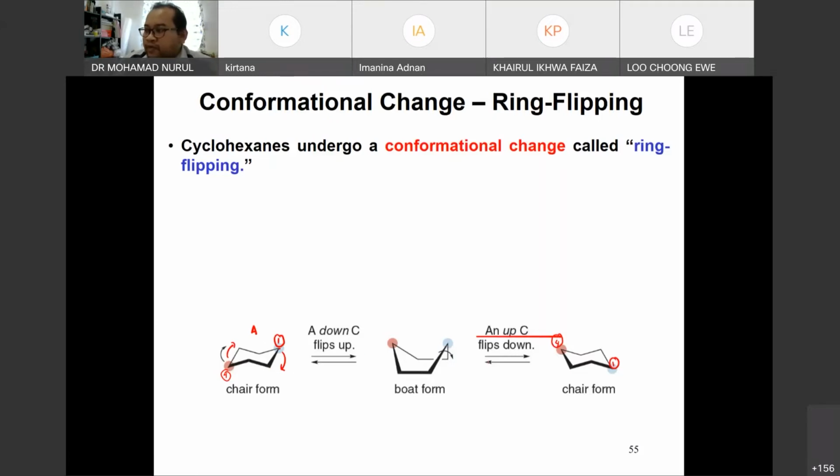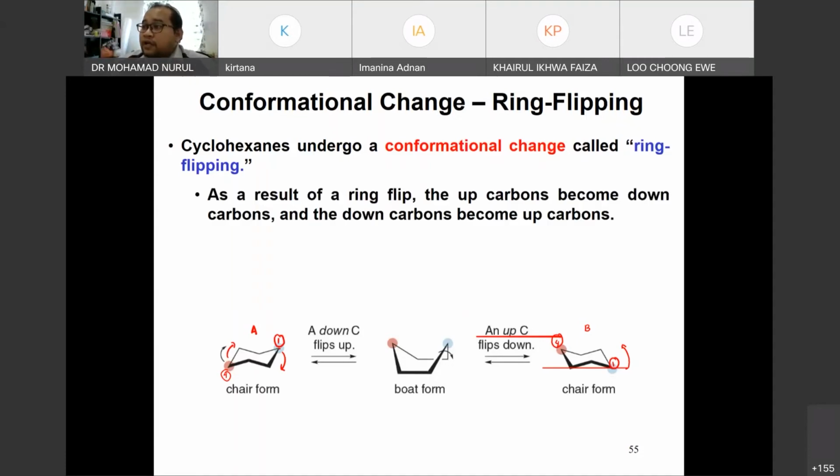If we flip up again, it goes back to the A conformer. This is very important because from here you can determine which conformer is the most stable one, with which change of conformations is the most stable. We will discuss this later. So as a result of ring flips, the up carbon becomes down, and the down carbon becomes up.